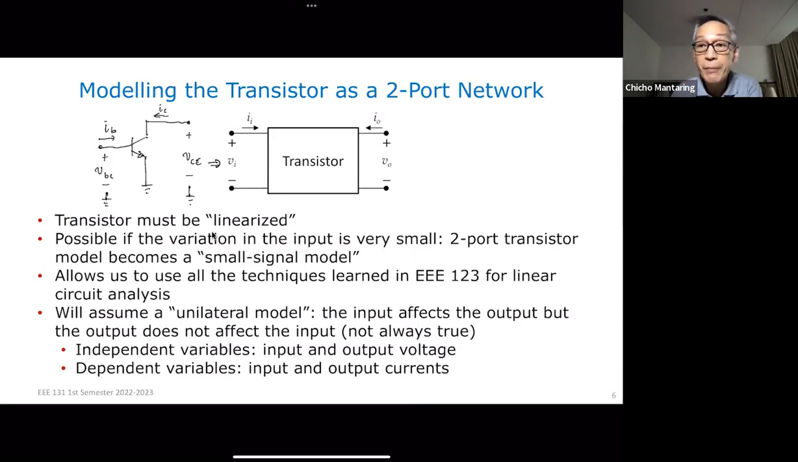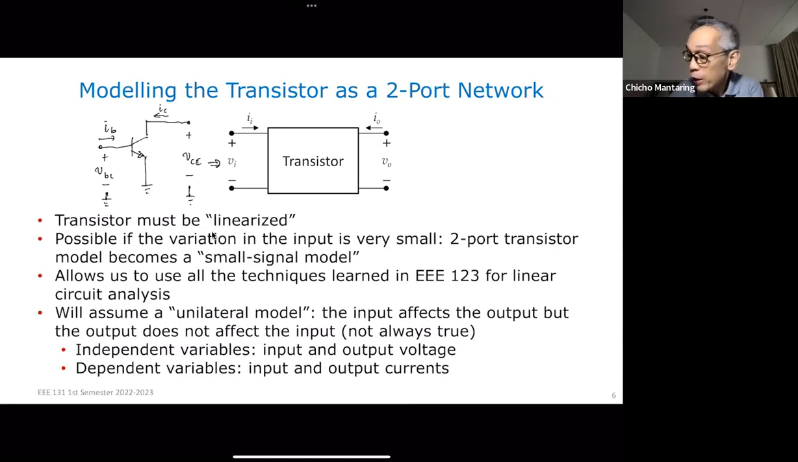In which case, we are now dealing with a small signal model. Our transistor, our two-port transistor model becomes a small signal model. And that's why, if you notice my subscripts here, instead of using the capital letter, I now use the small letter. Okay, from this point onward, you're going to have to be very conscious of subscripts. Because when your subscript is a small letter, that means you're only dealing with the time-varying component of your signal. When your subscript is a capital letter, then you're dealing with the total signal.